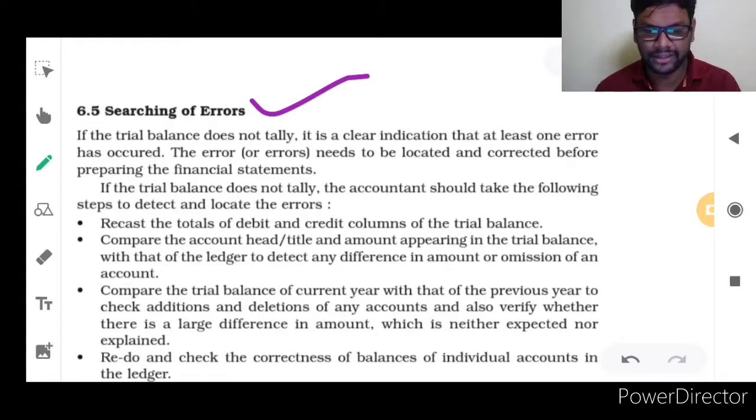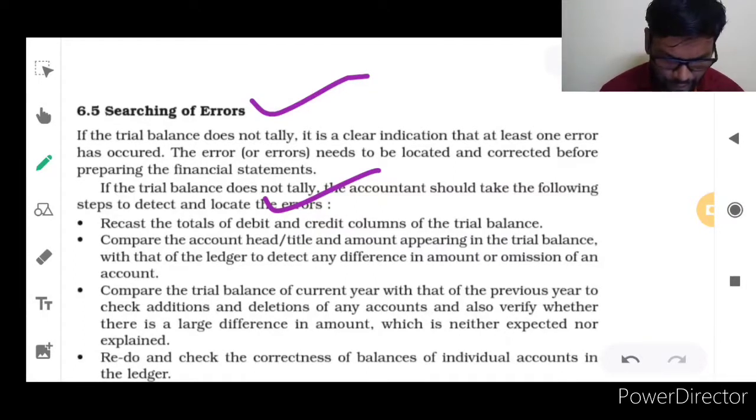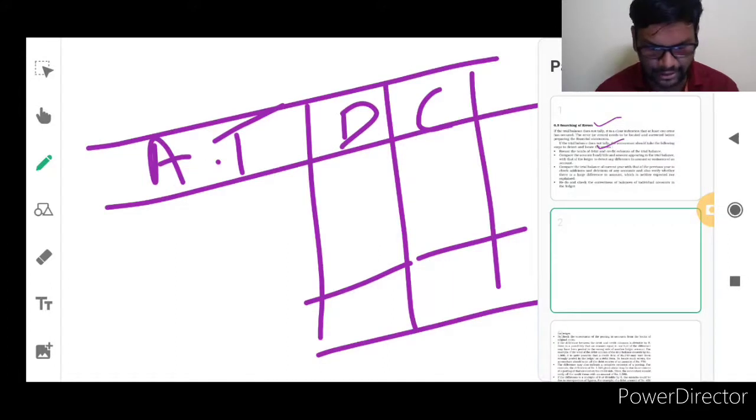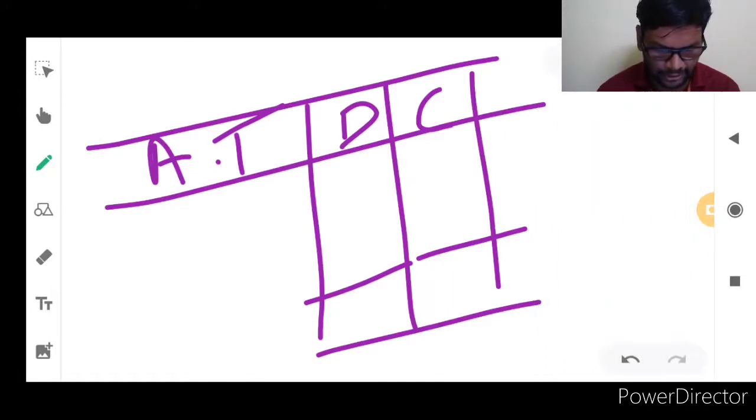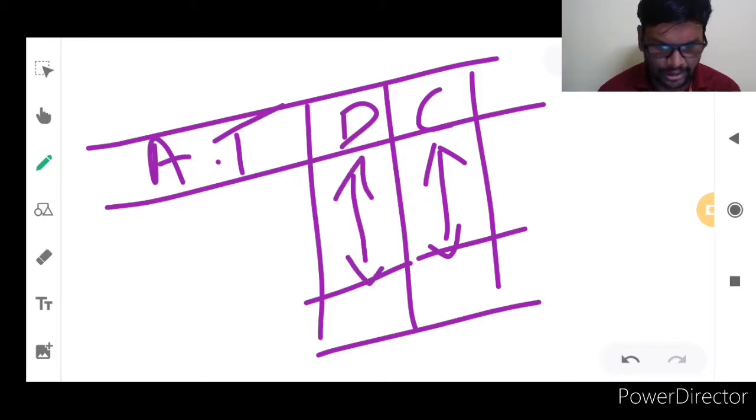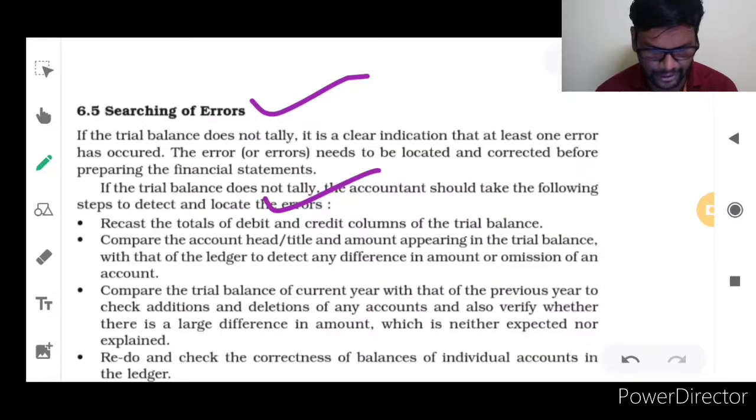If the trial balance does not tally, the accountant should take the following steps to detect and locate the errors. What are the steps he is going to take? One by one we can discuss elaborately. First, recast the totals of the debit and credit columns in the trial balance. He is going to recast all the amounts in the debit and credit columns of the trial balance.